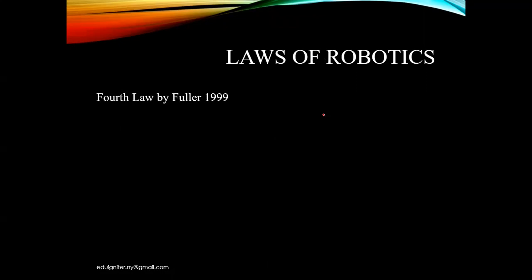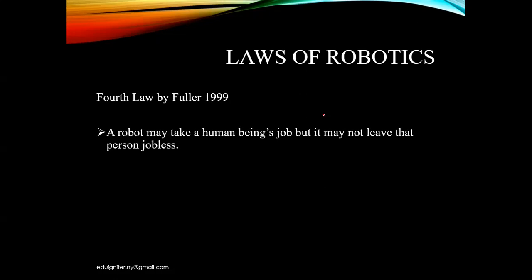The next law is known as the fourth law, given by Fuller in 1999, which said that a robot may take a human being's job, but it may not leave that person jobless. It is a very controversial statement nowadays.